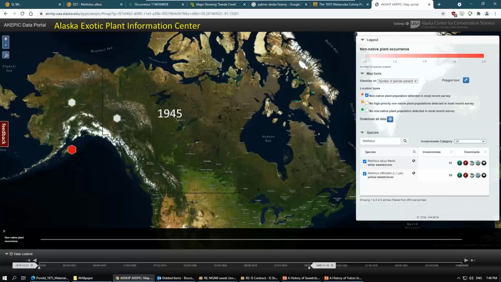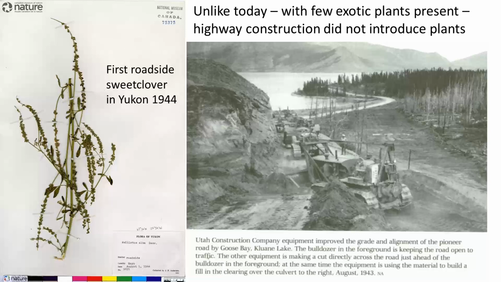And then there was also the first roadside sweet clover to escape from cultivation in Yukon, in 1944 in Mayo in central Yukon. So here's a photo of that collection. You can see it's producing seed. But in general, sweet clover until the 40s was completely associated with agriculture. It hadn't really escaped from cultivation.